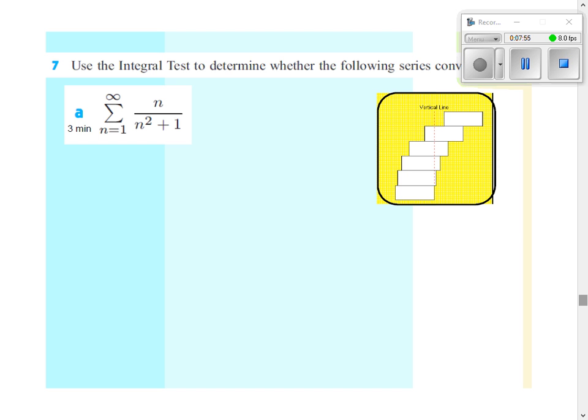Okay, gross. How about this one? I can't use P series, right? Because I don't have something isolated in the denominator. Could I use comparison test? Probably, but I'm not going to. I'm going to use the integral test because that's what we're practicing. I'm going to take the integral from 1 to infinity of n over n squared plus 1 dn.